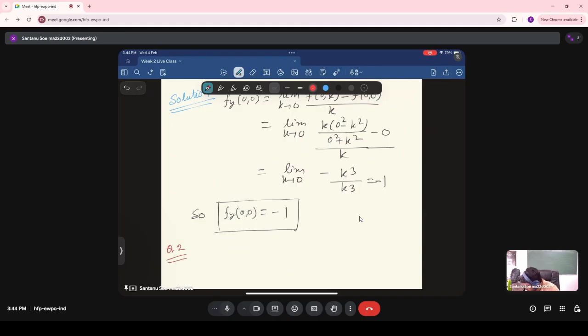Question number 2. Let f(x,y) equal e to the power minus x times sine of (x plus y). Then what will be the value of del f del y minus del f del x?